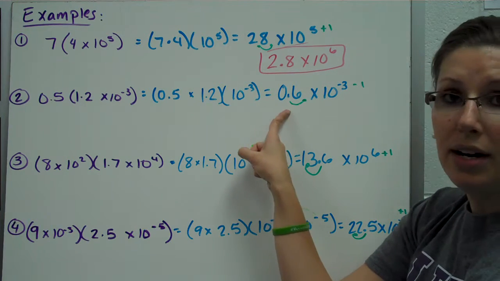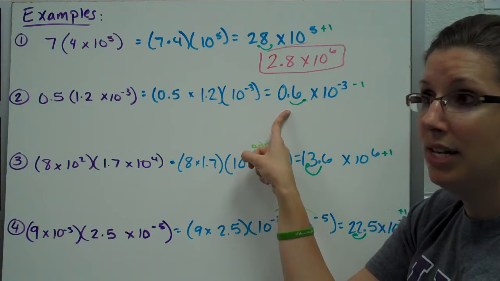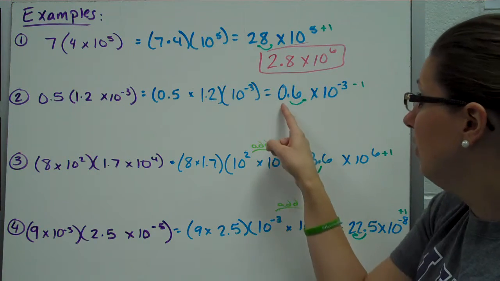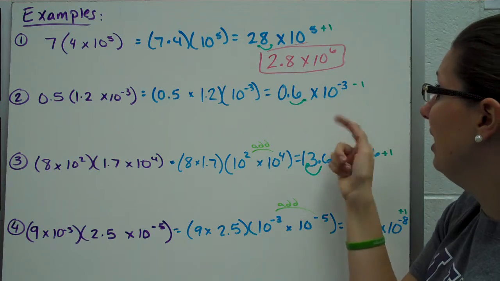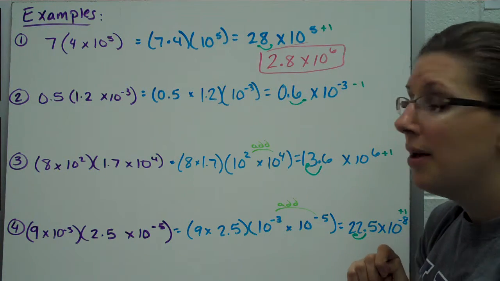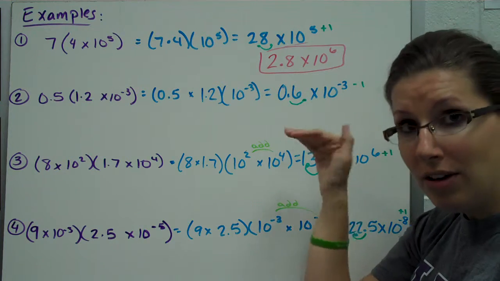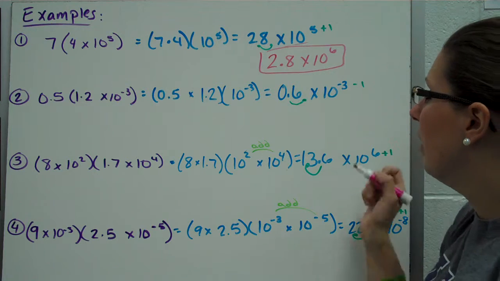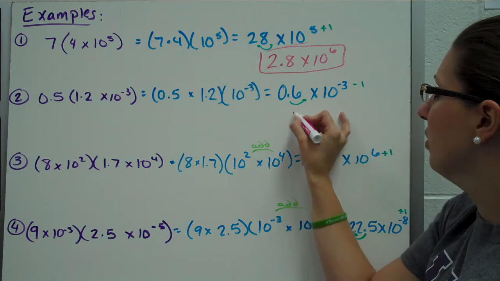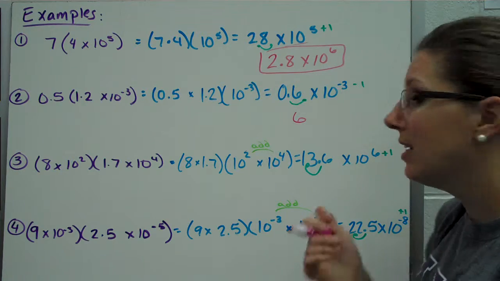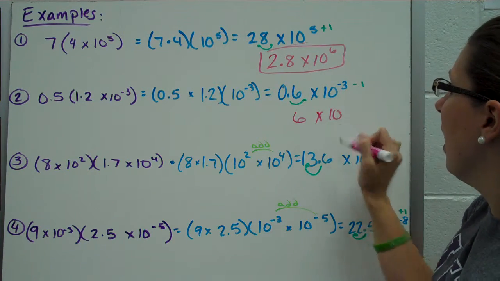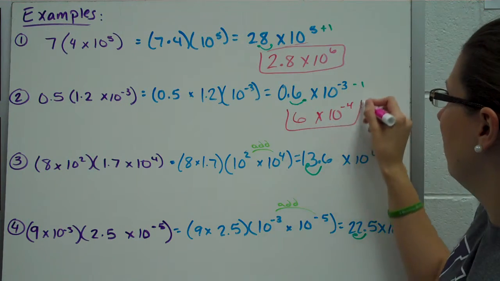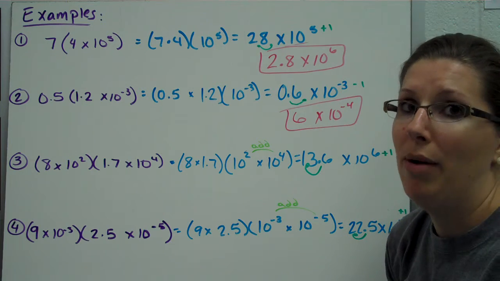Again, this number here, 0.6, is not in scientific notation. I need this to be a number between 1 and 10. So I'm going to have to move the decimal. Move the decimal one place to the right, and I'm going to subtract from the exponent so that I did not change the value of my answer. I'm just changing it so it's the correct form. So I have 0.6 and I moved the decimal, so now my number is 6 times 10. And then negative 3 take away 1 is negative 4. So this is my final answer, 6 times 10 to the negative 4th power.